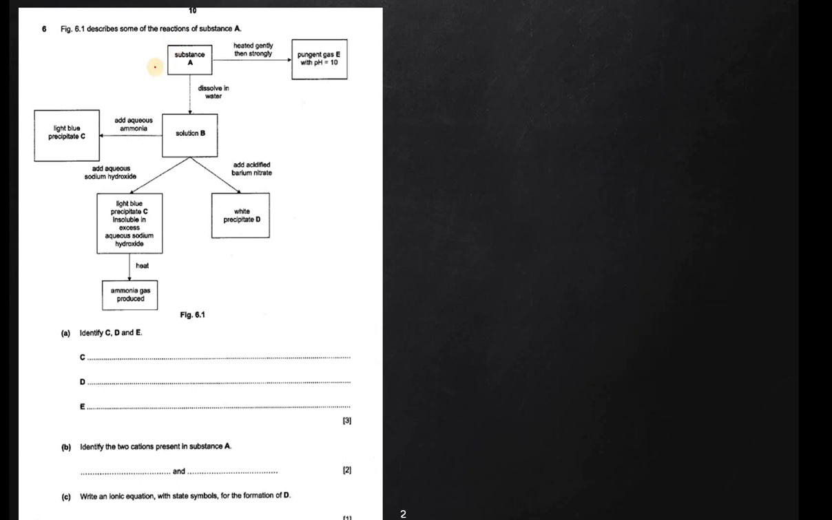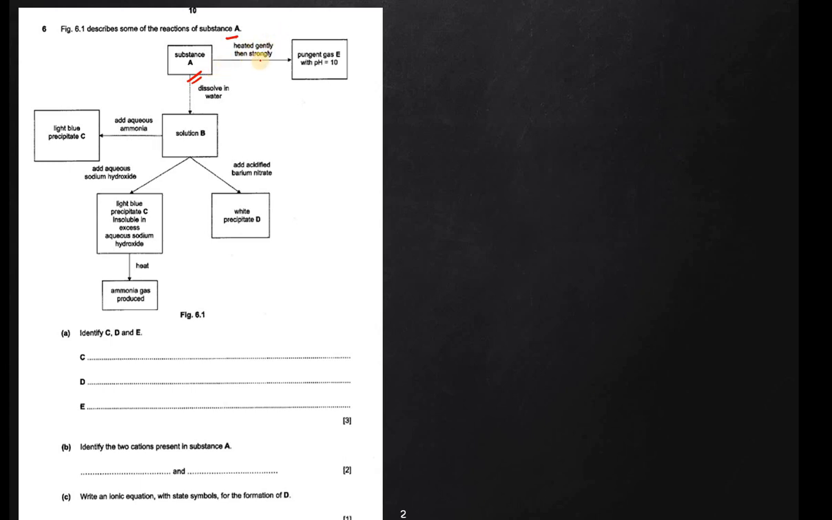So first of all, let's read the question very carefully. Describe some reactions of substance A. So this is substance A. Now they have not mentioned what A is here. Is it one salt or multiple salts? We don't know. So just assume it can be more than one or single also.